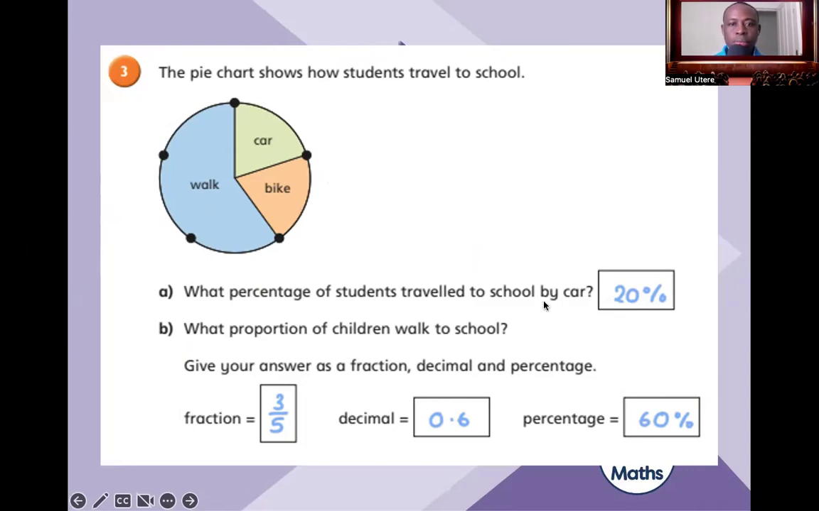All right. And then next you ask what proportion of children walk to school. You can see this represents 1, 2, 3 parts. So the dots around the circle split this part into 3 equal parts. So that is 3/5, which is 60%, and is the same thing as 0.6.